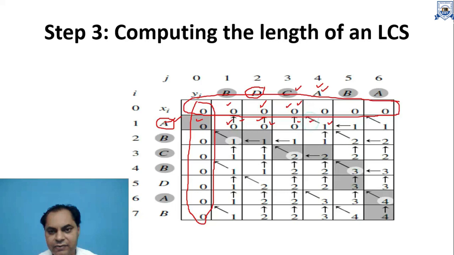Again, now compare this B with this A. Both are not equal. Then what do we have to do?